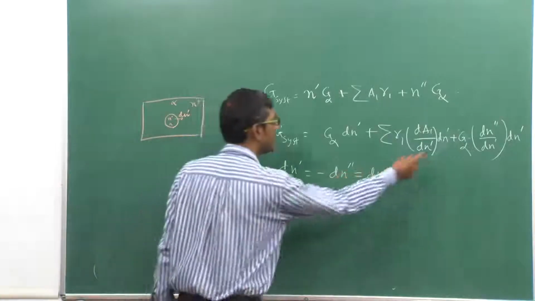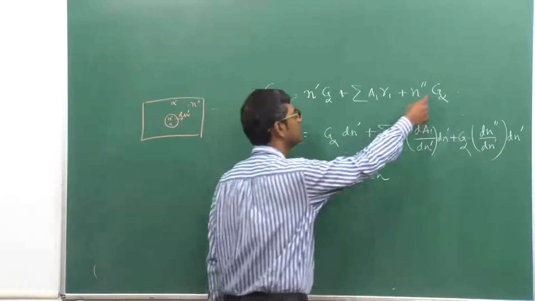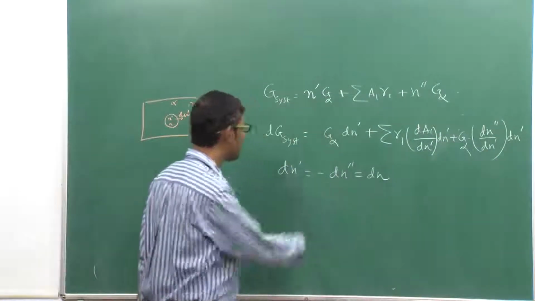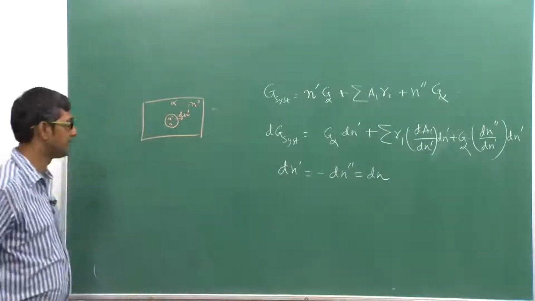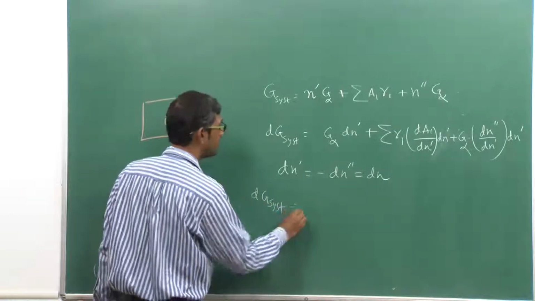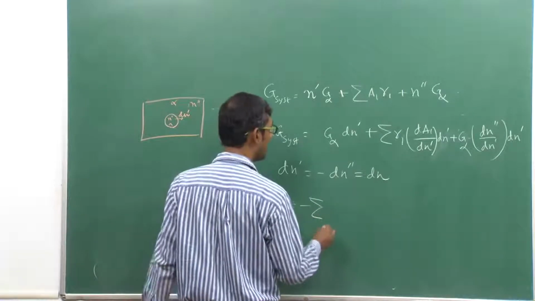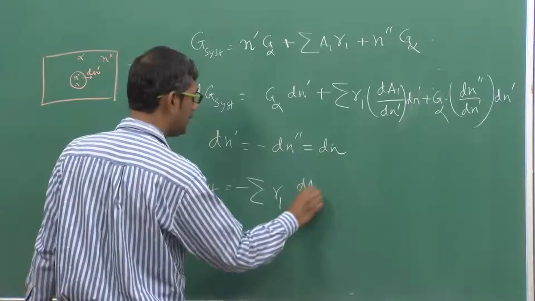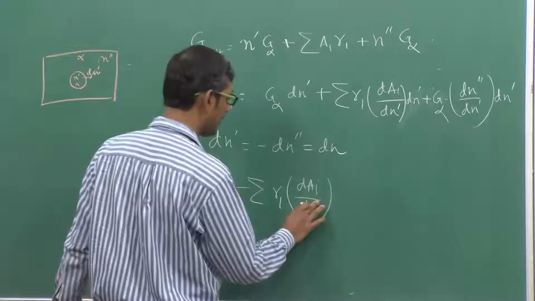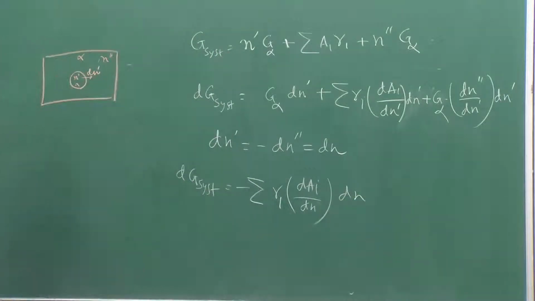Therefore the change dn double prime in the moles of the big grain must be equal to dn prime. Let us suppose this is dn. So I can write dG of the system as nothing but minus gamma i dA i by dn prime, or rather dn, into dn. That is what I write down.